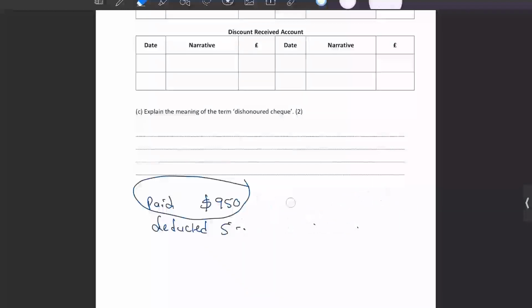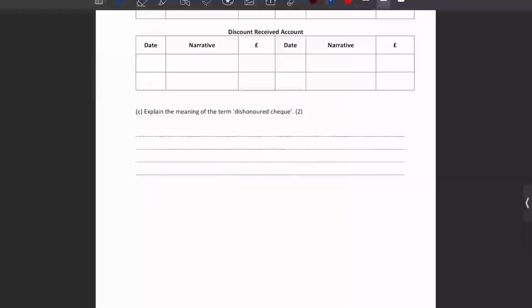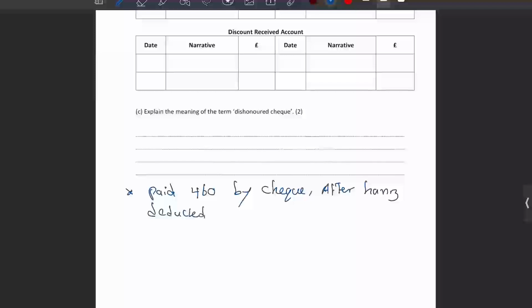Now listen. I'm giving you 3 to 4 examples. Properly get these under control. Paid 460 by check after having deducted 8% cash discount. Okay. What you paid is equal to what percentage?